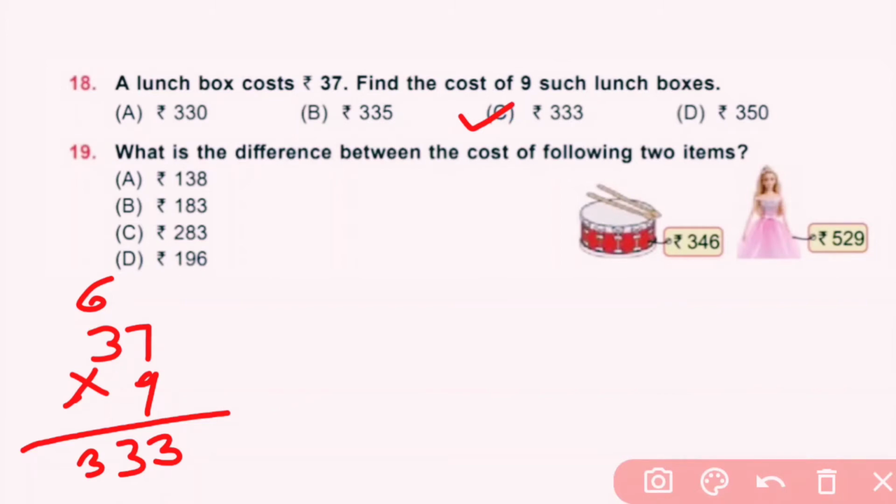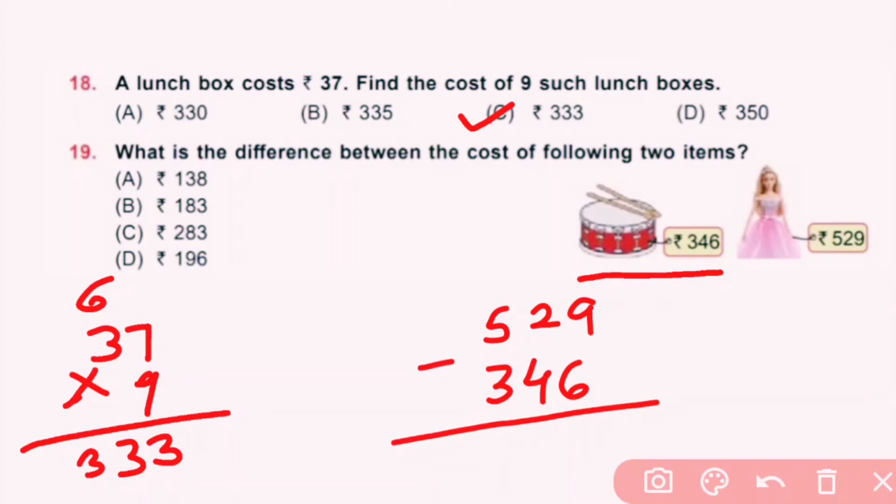Question number 19. What is the difference between the cost of the following two items? Here the cost of the drum is 346 and the cost of the doll is 529, and difference means subtraction. Here 9 minus 6 is 3. Here 2 is less than 4, so here 12 and here 4. 12 minus 4 is 8 and 4 minus 3 is 1. So their difference is 183. Here B is the correct answer.